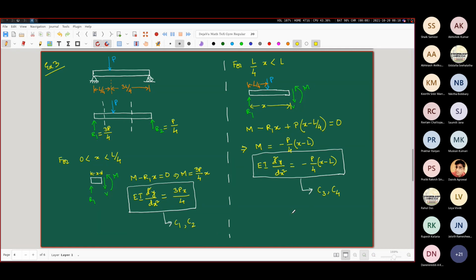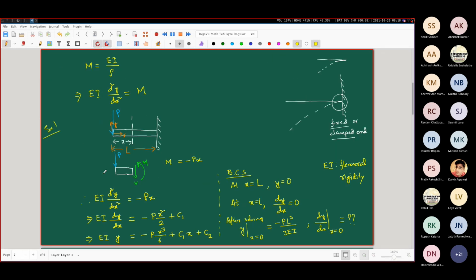The point that I want to highlight here is that you please make a comparison with our earlier problem, example number 1. Here we had one form of this governing differential equation, and after solving it, we ended up with two constants of integration, and we were able to use these two boundary conditions to obtain the values of C1 and C2.